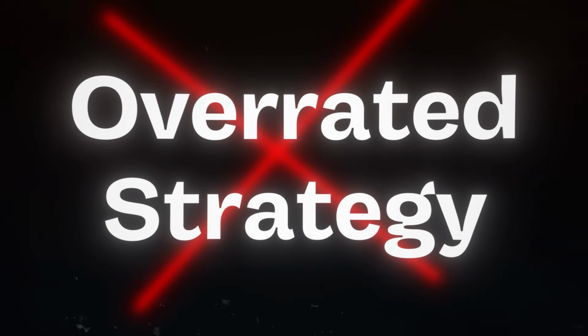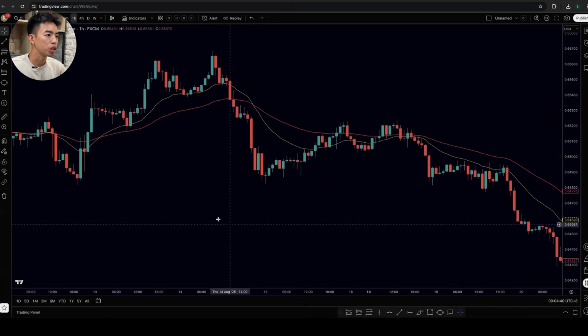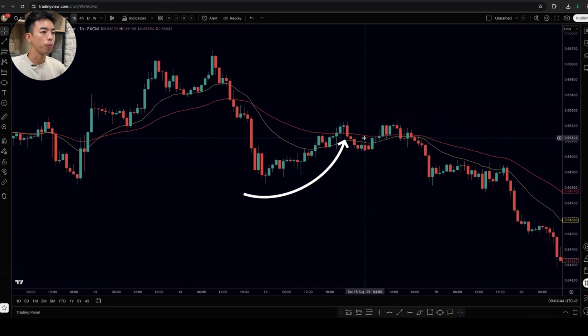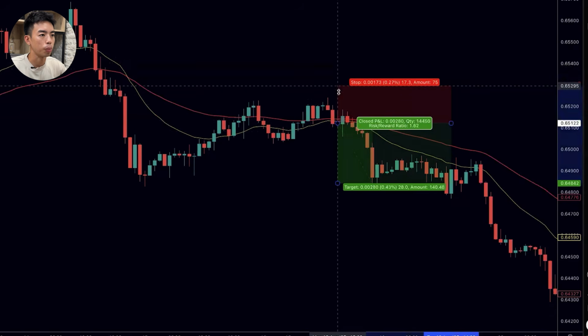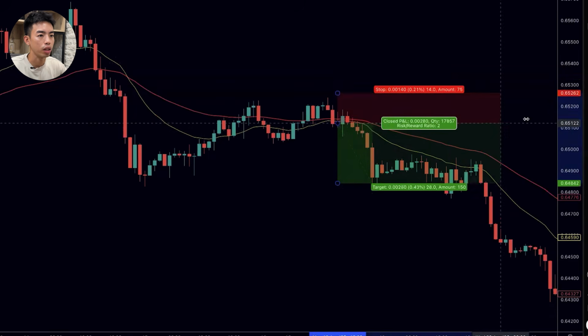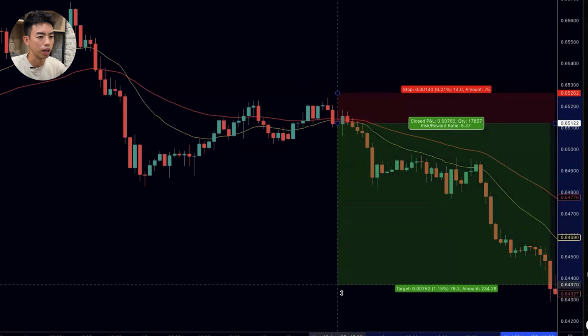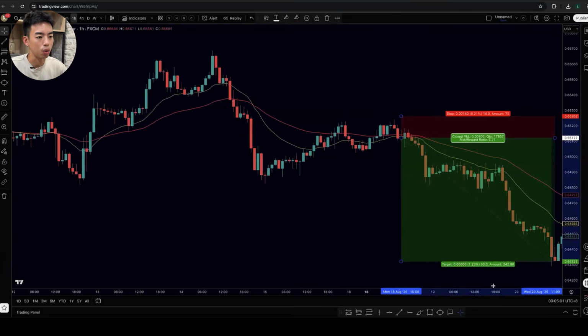The moving average crossover strategy is an overrated strategy because it doesn't work all the time. Now, the conventional way of trading moving average crossover would be as soon as you see the moving averages crossover like this, you will wait for a pullback as it retests the moving averages. Just get in on the sell just like that with your stop loss right here and then taking the trade all the way down like this.